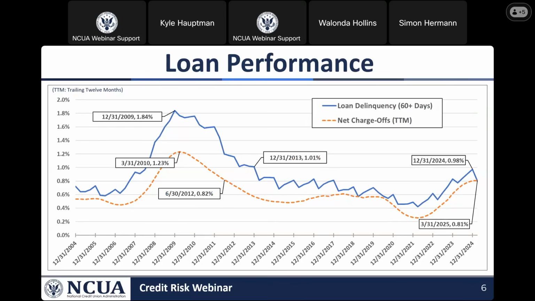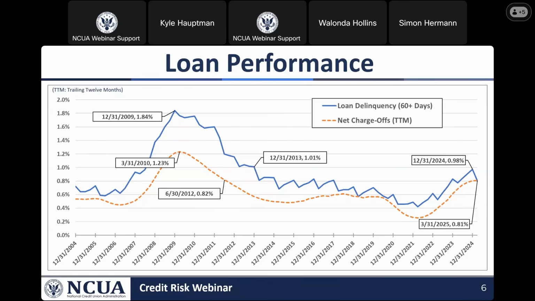Moving on from loan growth, this graph shows the delinquency rate with the blue solid line and the rolling 12-month net charge-off rate with the orange dashed line for all loans held by federally insured credit unions over the past 20 years. Loan performance began to deteriorate during 2022, which continued into 2025. The rapid deployment of the liquidity into loan growth during 2022 means that the underwriting standards that were in place during 2022 are having a disproportionate impact on loan performance.